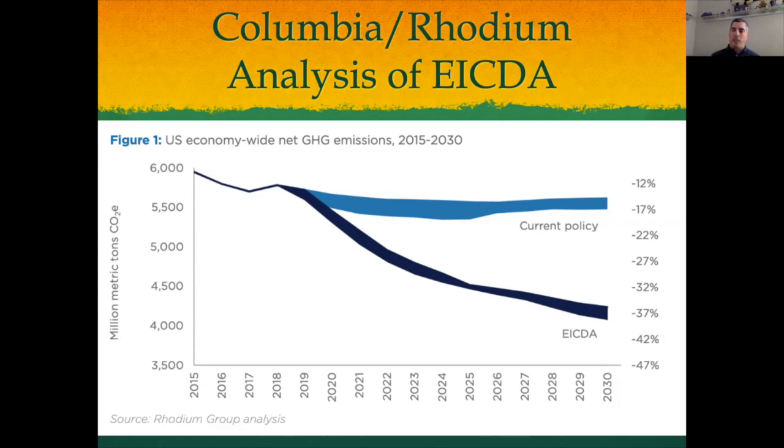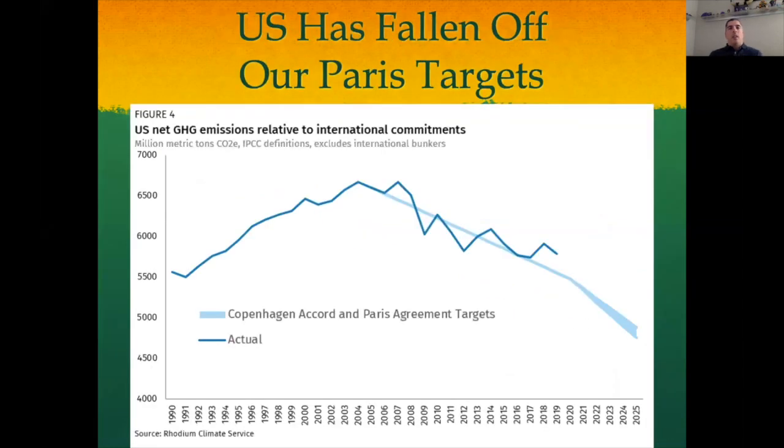Whereas under the Energy Innovation and Carbon Dividend Act, that's the dark blue on the bottom, you can see a very rapid reduction in greenhouse gas emissions, 20% less than would be under the current policy. So it's very effective, this bill, at reducing emissions. So then we can look at how it relates to our commitments. On this chart, the dark blue is our actual US greenhouse gas emissions to date. And then the light blue is our commitments under the Copenhagen International Climate Accord and the Paris International Climate Accord, which, although Tom mentioned we're in the process of pulling out of, we are still technically in the Paris Climate Agreement.